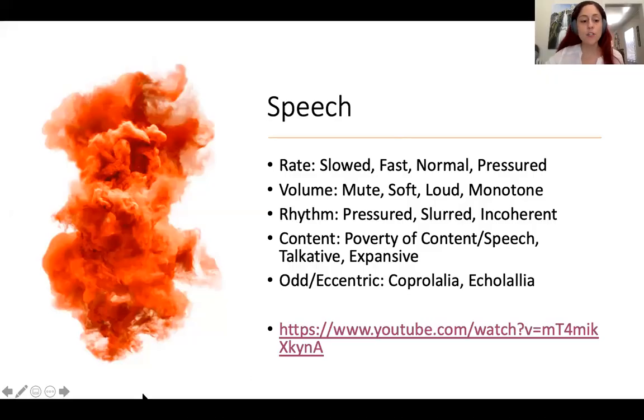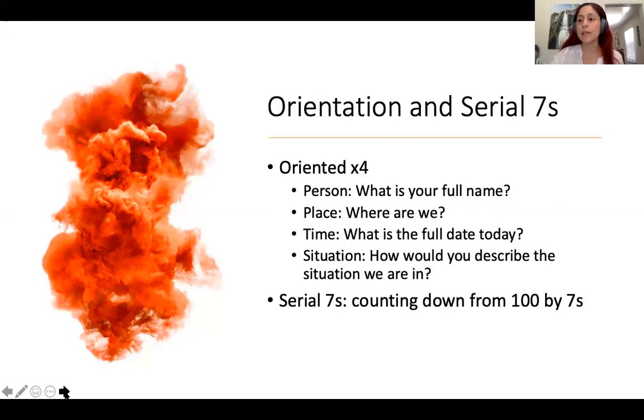Okay, so that was speech, and now we're going to move into orientation and serial sevens. So here we're trying to see if the person is oriented to their current circumstances, and this information is inquired as opposed to observed, so you do need to ask about it. It's sometimes referred to as oriented times 4, and we're looking at person, so does the person know who they are, place, where they are, time, the date usually, and situation, so the situation they're in, i.e. that they're in therapy with you. And you would just ask those questions.